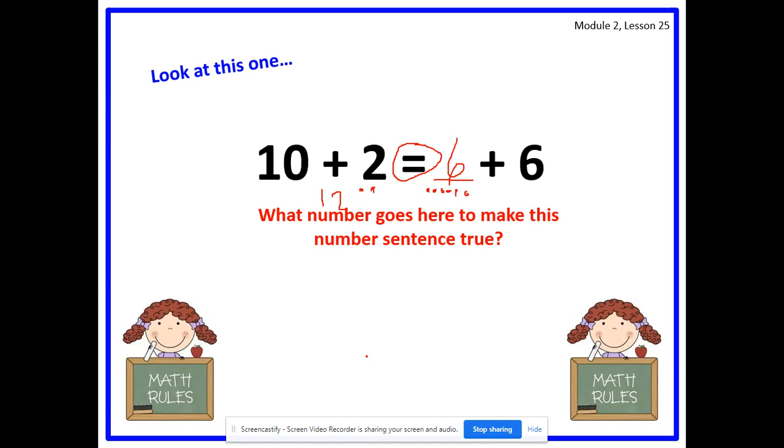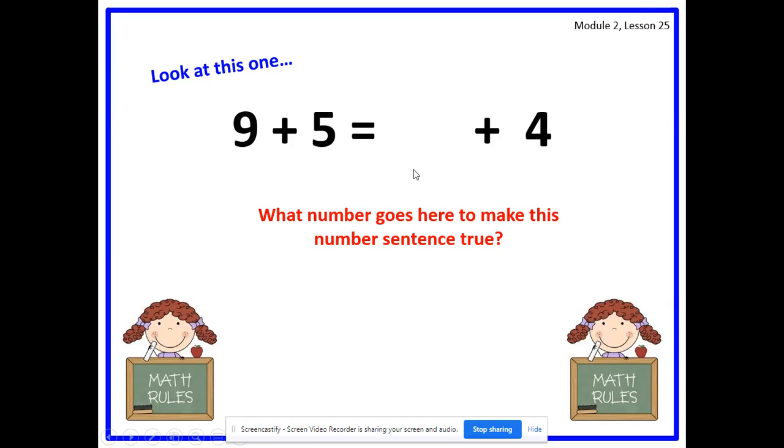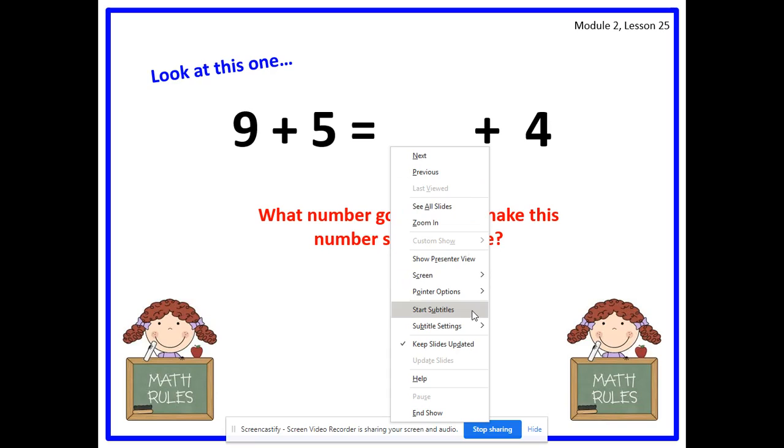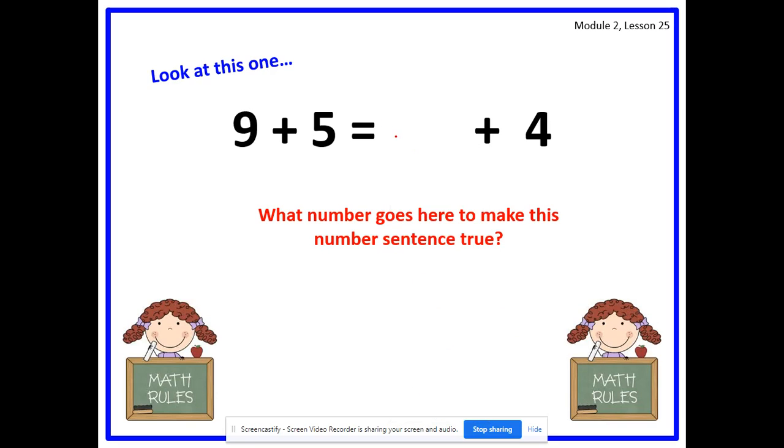Next one, go ahead and erase your whiteboard or find the next blank space on your paper. Press play when ready. Go ahead and write 9 plus 5 equals blank plus 4. Press play when ready. What number goes here to make this number sentence true? We have to find the missing part again, detectives, to make sure we make a true number sentence, to make sure that we make them equal on both sides. So let's try it together.